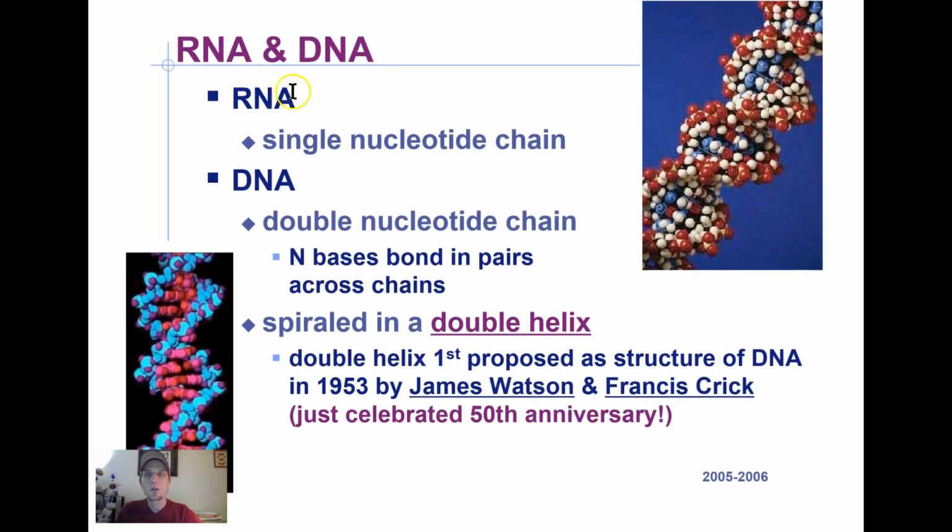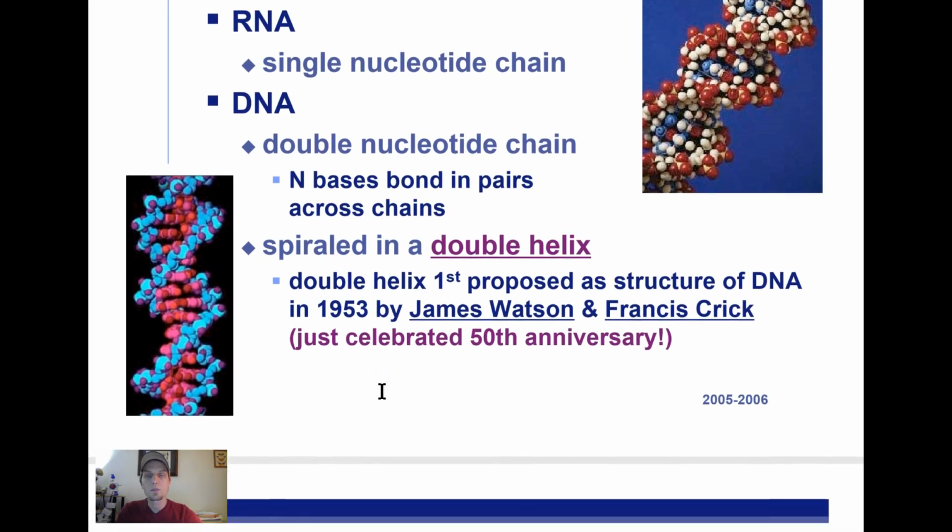So as I said, there are two kinds of nucleic acids. There's RNA and there's DNA. The big difference here is that RNA is a ribose nucleic acid and it is a single nucleotide chain, whereas DNA is a double nucleotide chain. And as a double nucleotide chain, it has this helical structure. So the N bases, the nitrogen bases, bond in pairs across the chains, and that spirals the double helix.